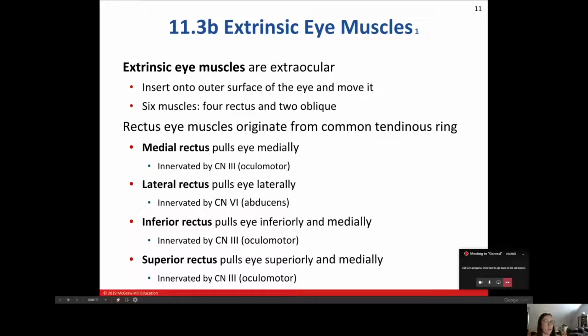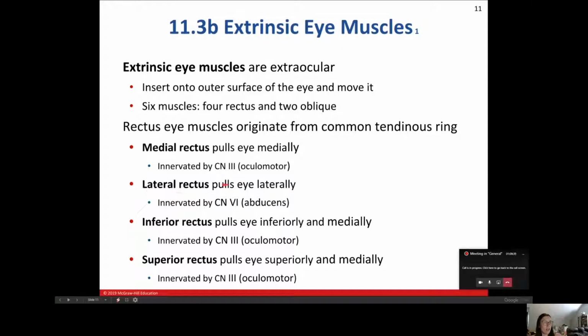And so we have 6 of them. 4 of them are rectus muscles and 2 of them are obliques. And their names are very descriptive. And so the medial rectus is going to be located on the medial side of the eye. Rectus means straight. So it's the muscle that goes straight back on the medial side of the eye. It pulls the eye medially. It's innervated by cranial nerve 3, the oculomotor nerve.